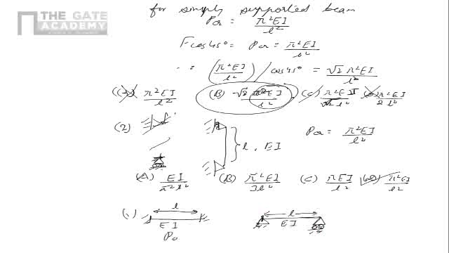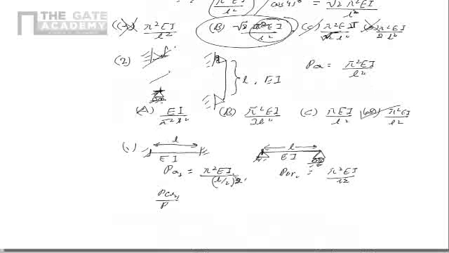So for this we know that P critical 1 for the first case is pi square EI upon L upon 2 whole square, and for this case P critical 2 is nothing but pi square EI upon L square. These are the values of the critical loads. So now if you do the ratio P critical 1 upon P critical 2, I divide these two. Obviously this gets cancelled out.